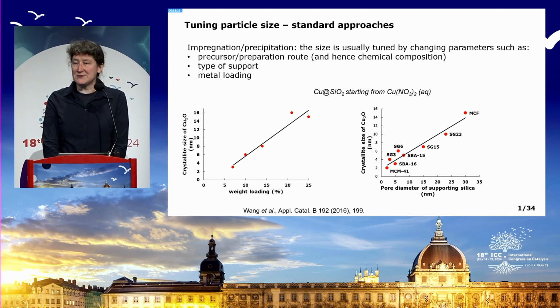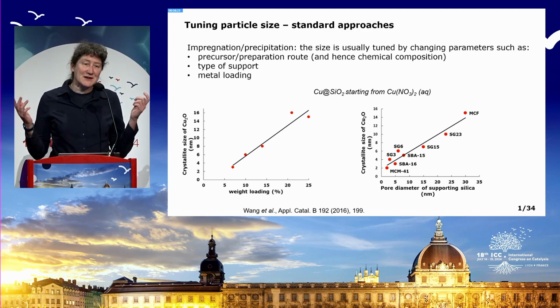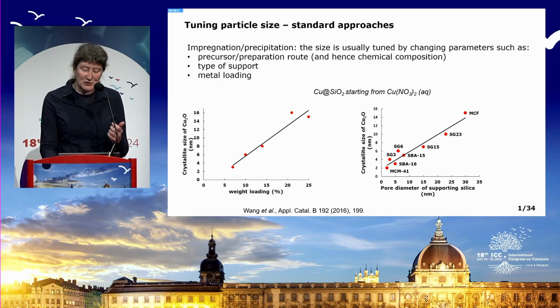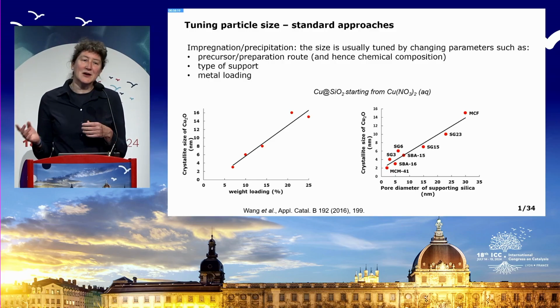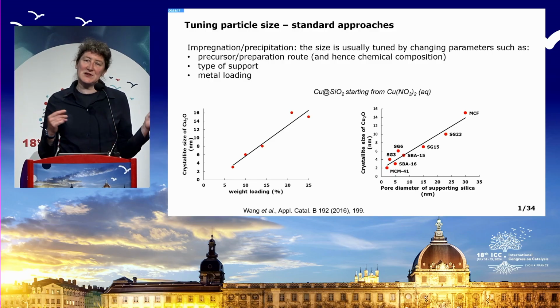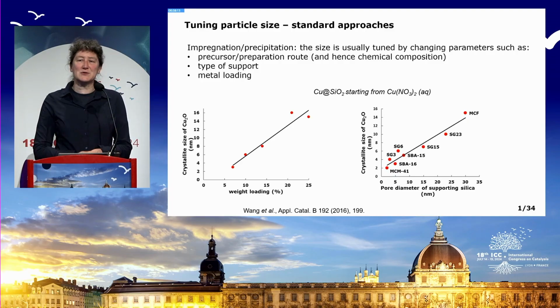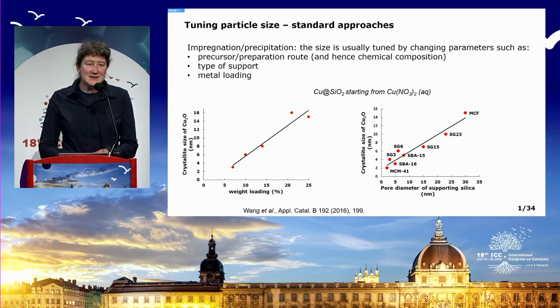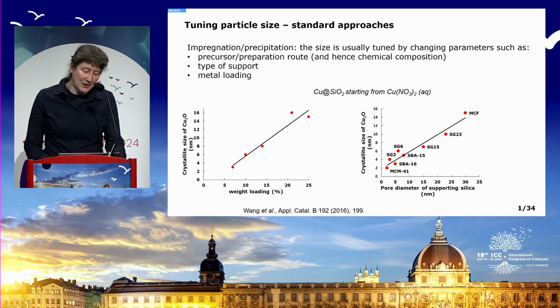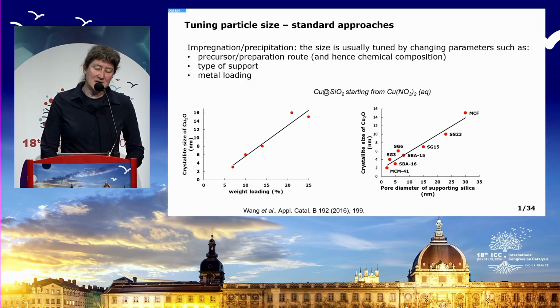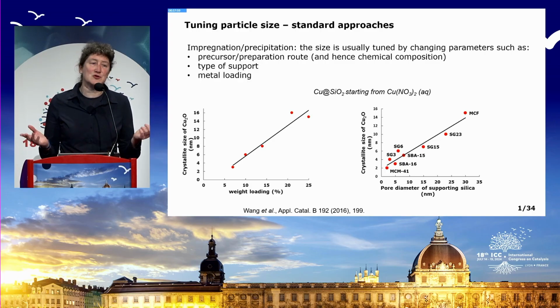So if you have these, I would say, rather primitive techniques like impregnation, where you just take a liquid with a salt which is dissolved, you take a porous support, you impregnate, you heat, and you nevertheless would like to have a well-defined catalyst, it's quite challenging to have control over the particle size. And it's also quite challenging to have really composition control. So I put here two of the methods that are usually used when you're trying to tune the particle size, and they almost always work.